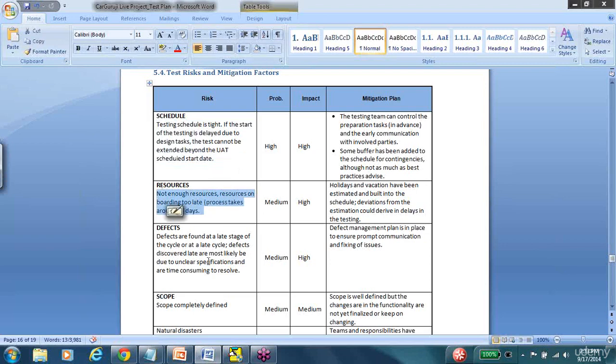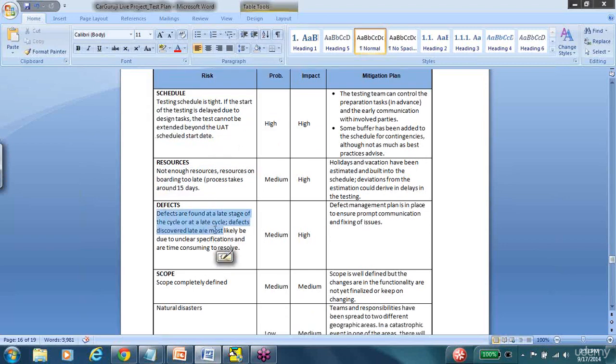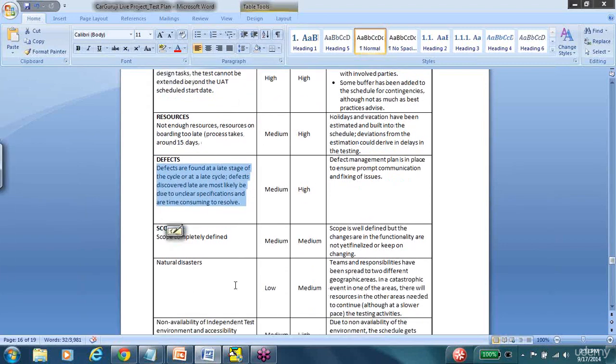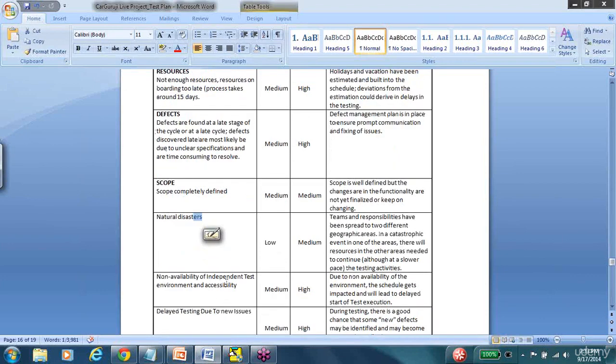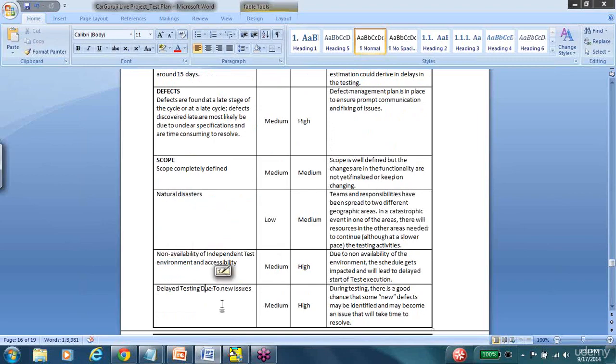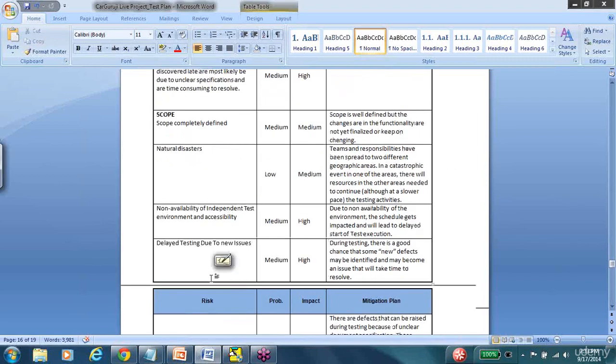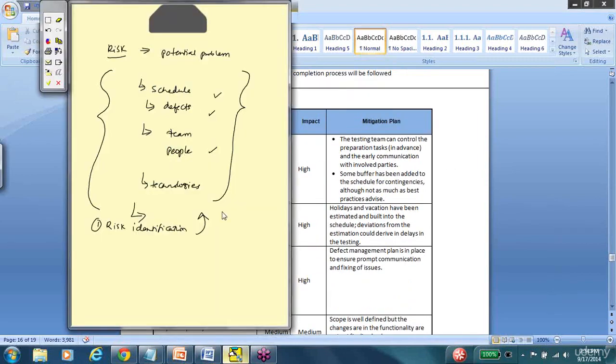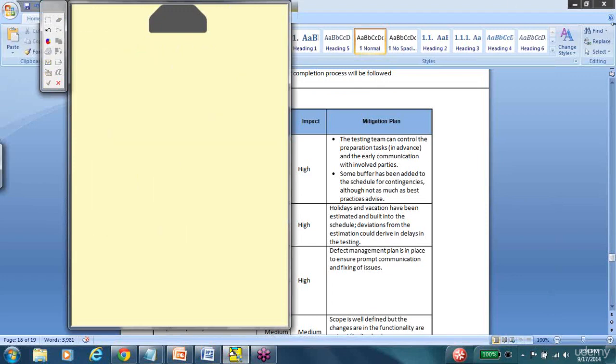And then not having enough resources, critical defects being found late in the cycle, scope getting redefined, natural disasters, non-availability of the environment, new issues. All of these are some of the risks that you can encounter. So that is the first step, risk identification. The next step of the risk management process is risk impact analysis.